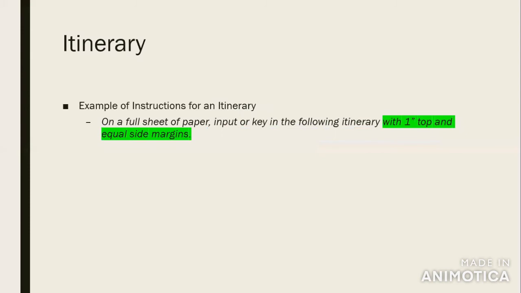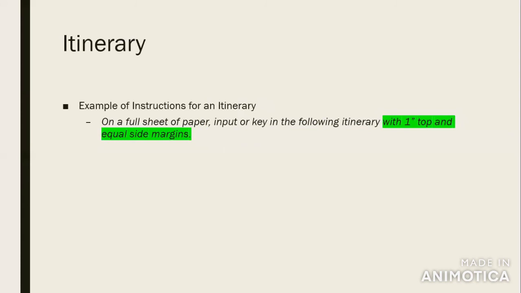Itinerary now, which is task five. This is the task that you're actually supposed to be referring to from task one to get the address for the receiver. Itinerary, these are some examples of the instructions for the itinerary. On a full sheet of paper, input or key in the following itinerary. So to the best of your abilities, you look at how the itinerary is formatted, and you're going to follow that format and type it out to the best of your ability. They only give you one particular instruction. 1 inch top and equal side margins.